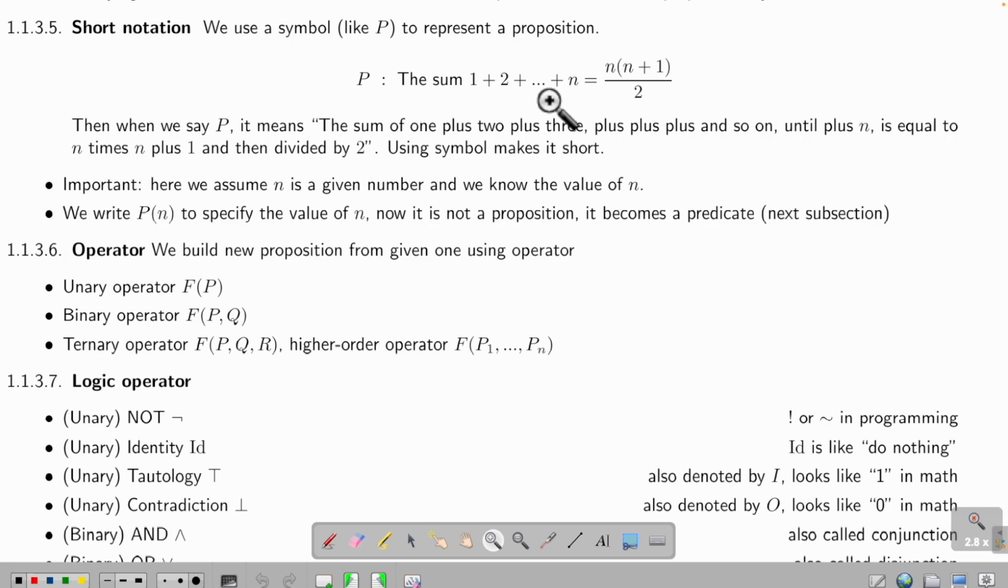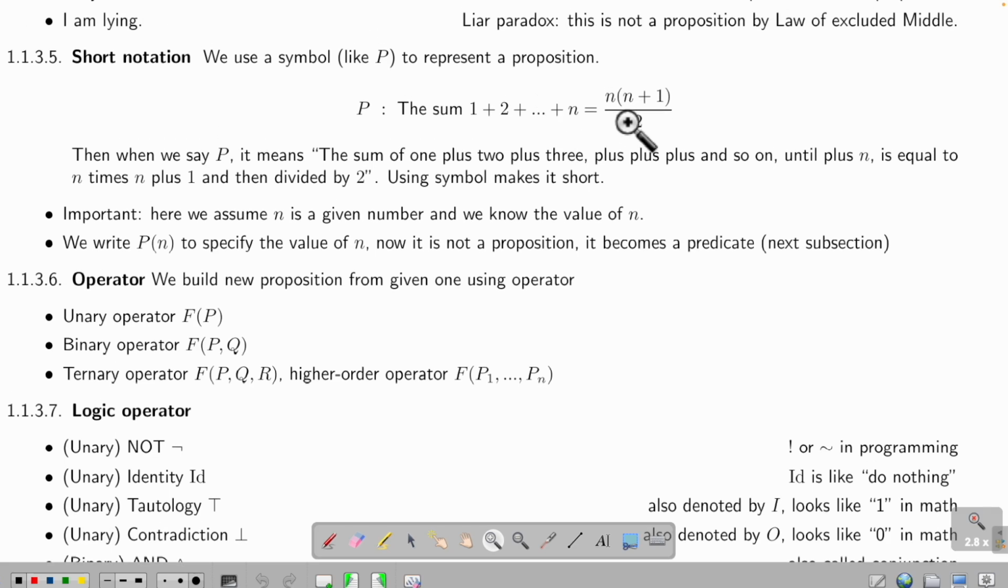And here's the funny thing. I'm saying I know the value of n. Suppose n is 5, then I'm saying 1 plus 2 up to 5 equals 5 times 6 divided by 2. But suppose n is unknown, then this is a predicate, not a proposition, because we have uncertainty, because we don't know what n is. So this is something different.